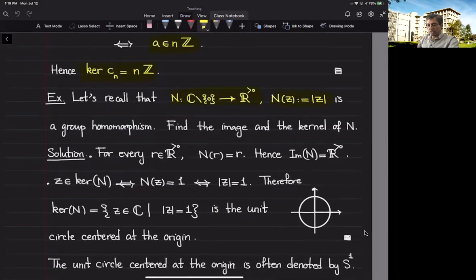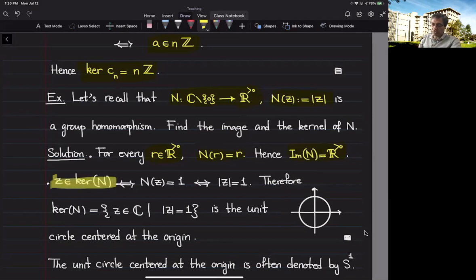Let's start with the image. Whatever positive real number I give you, I can view it as a non-zero complex number, and its norm is itself, because it's a positive real number. I'm getting back what I started with. In particular, all positive real numbers are in the image of this map. Therefore, the image is the entire codomain. It's still surjective.